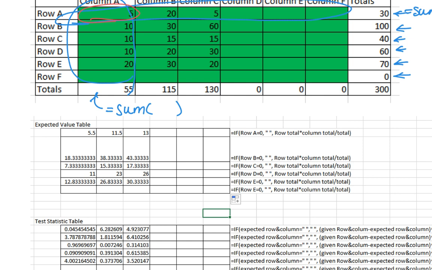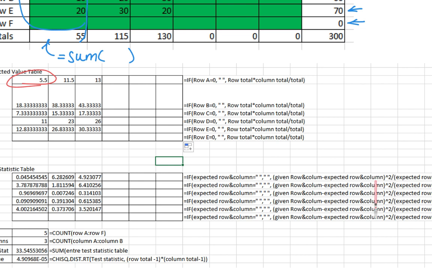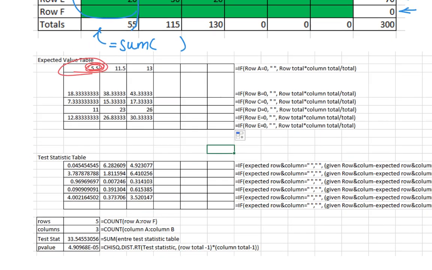I'm then going to subtract off, and I'm going to grab this cell there. And then it's going to have a parenthesis, I'm going to square it, and then divide by the expected. Well, then I'm going to grab this cell right here. Okay, so that's how I'm going to fill out that entire set here.